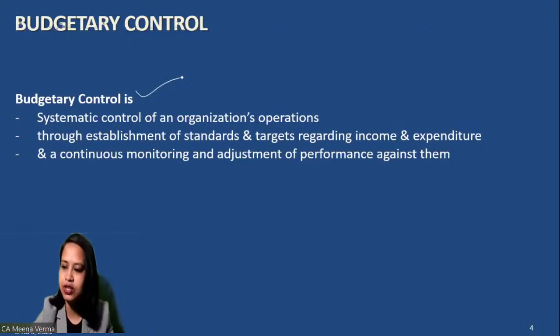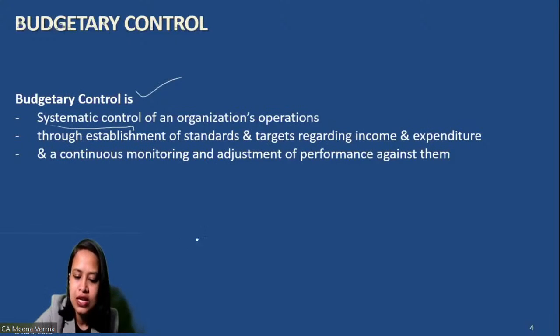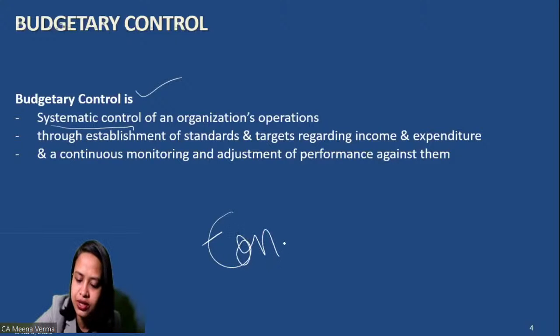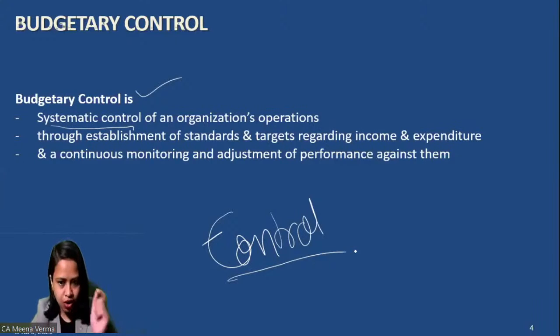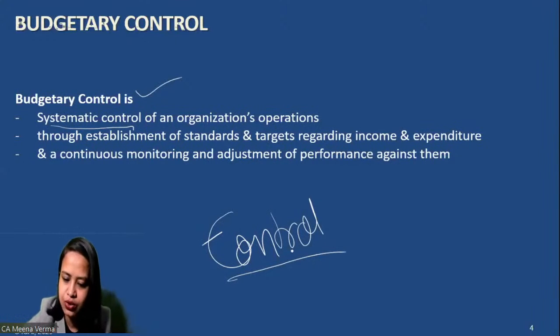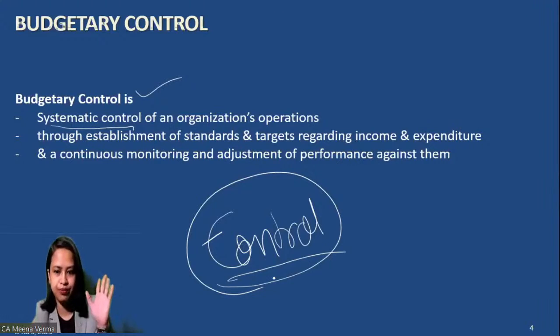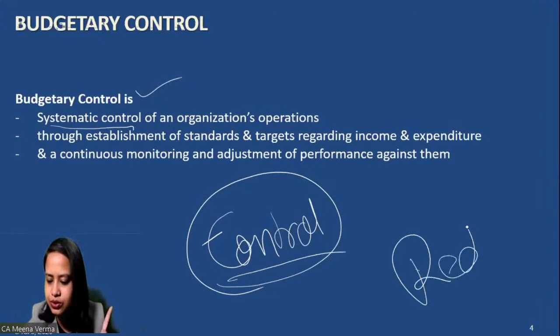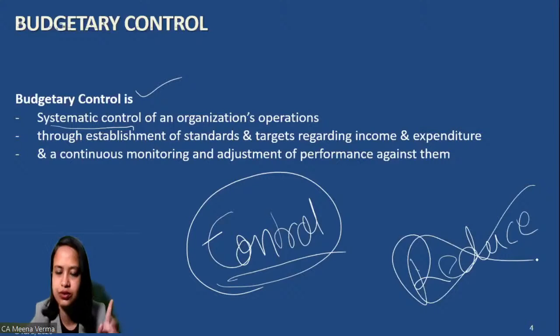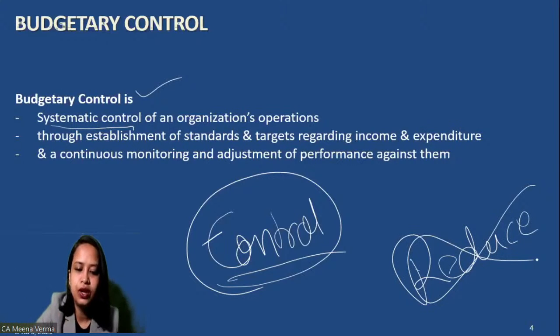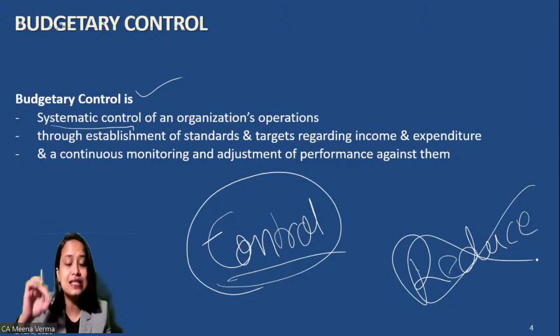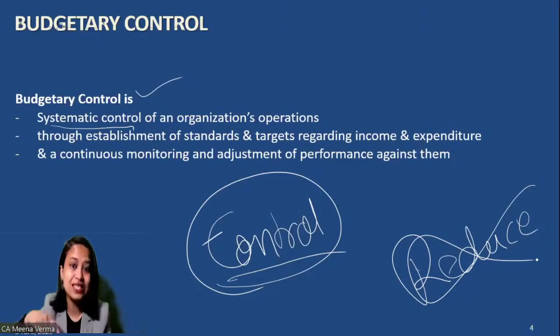So now here the topic, budgetary control is a systematic control. See, they are using the word control, not reducing the cost. Everywhere they are using the word control. So remember, there is a difference, I hope you have studied this in chapter 4, between cost control and cost reduction. So we are using the word control for budgetary, not the word reduce. So budgetary control is a systematic control of an organization's operation.